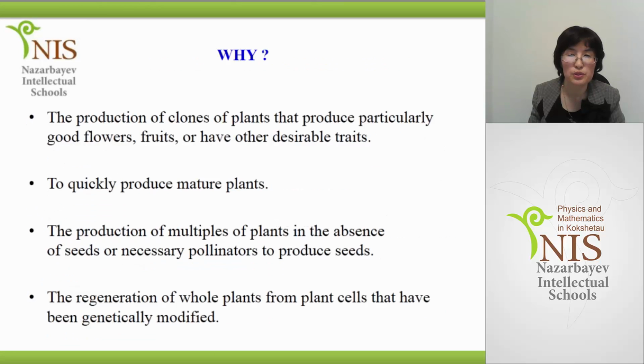And why do we use this method? Because of the production of clones of plants that produce particularly good flowers, fruits, or have other desirable traits. To quickly produce mature plants, the production of multiples of plants in the absence of seeds or necessary pollinators to produce seeds. The regeneration of whole plants from plant cells that have been genetically modified.